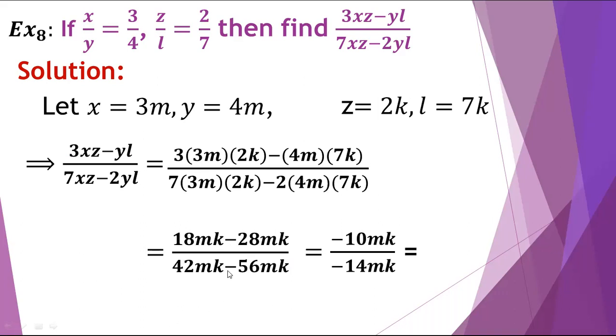And 42mk minus 56mk, like terms, we can find the difference between them, and it's going to be negative 14mk. Now we can easily cancel mk with mk and negative with negative, and the final result is going to be 10 over 14. But we can write 10 over 14 in the simplest form, and it's going to be 5 over 7 if we divide each term by 2. 10 divided by 2 equals 5, and 14 divided by 2 equals 7, and this is the final result.